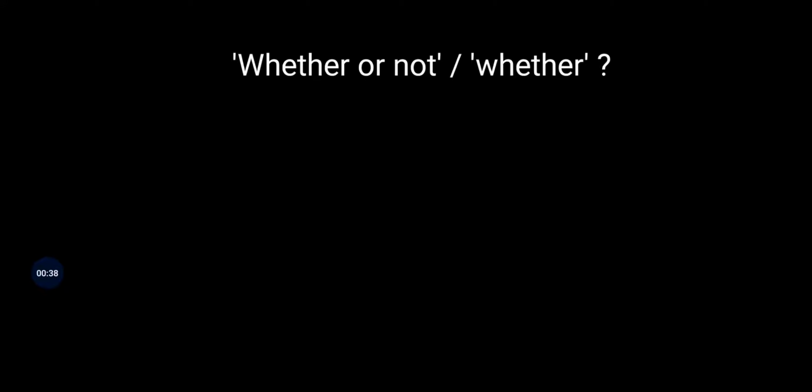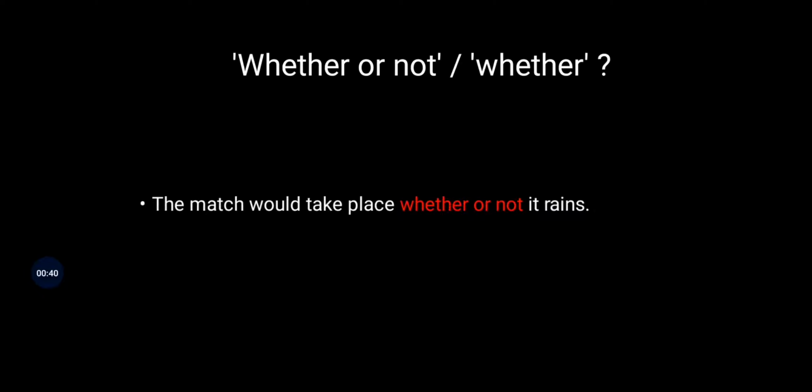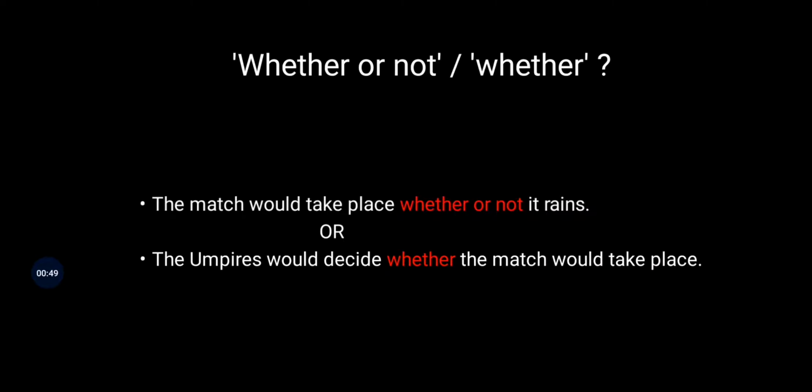To be precise, we would be finding out whether the statement, such as the match would take place whether or not it rains, or the statement, such as the umpires would decide whether the match would take place. Which of these is correct? Or is it that both of them are correct? Or is it that neither of them is correct?